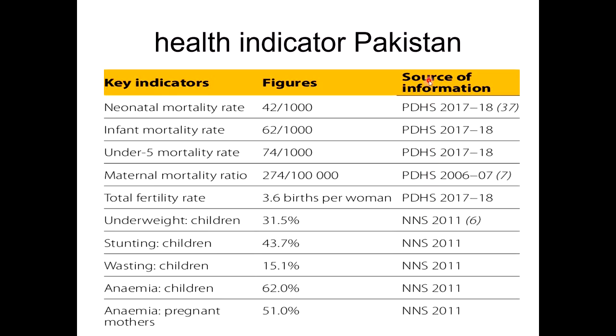The health indicators of Pakistan show, according to the Pakistan Demographic Health Survey, which was conducted in 2017 and 18, and its report was released in 2019, that Pakistan has a neonatal mortality rate of 42 per thousand live births. It means the total number of deaths of children under 28 days of life. When we talk about the infant mortality rate, we are talking about the deaths of children up to 1 year of age, and it is 62 deaths per thousand live births. When we talk about the under 5 mortality rate, it is 74 per thousand live births.